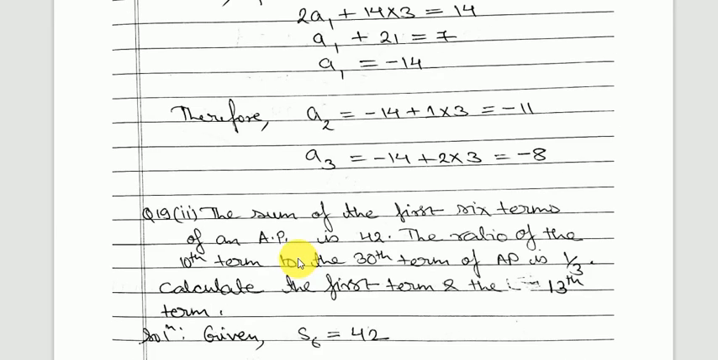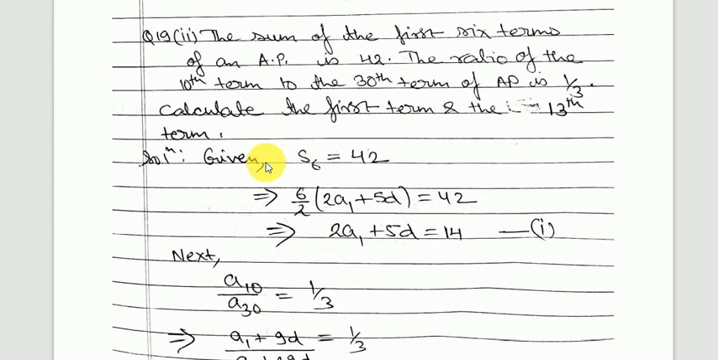Now question number 19.2. The sum of the first 6 terms of an AP is 42. That means S6 is 42. The ratio of the 10th to the 30th term of the AP is 1 upon 3. Calculate the first term and the 13th term.